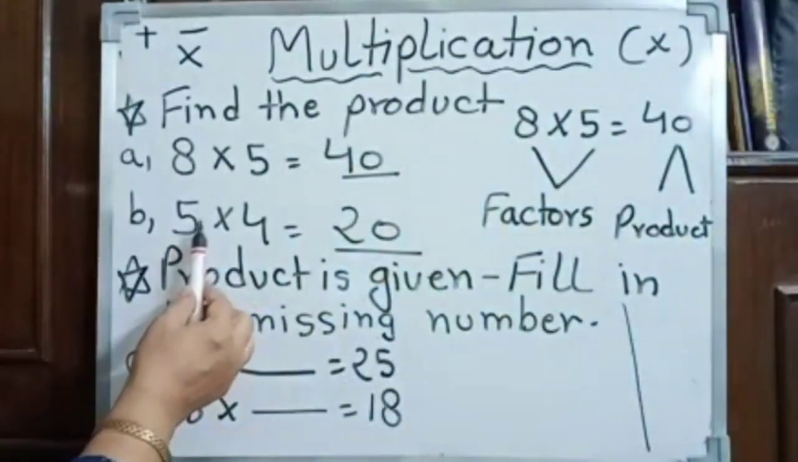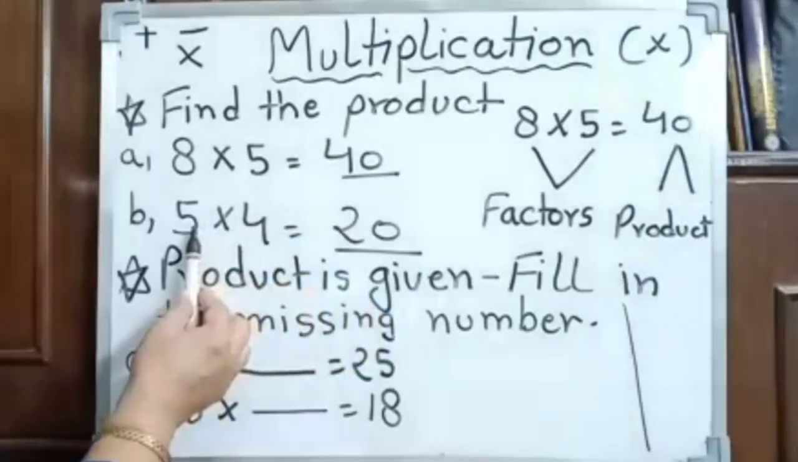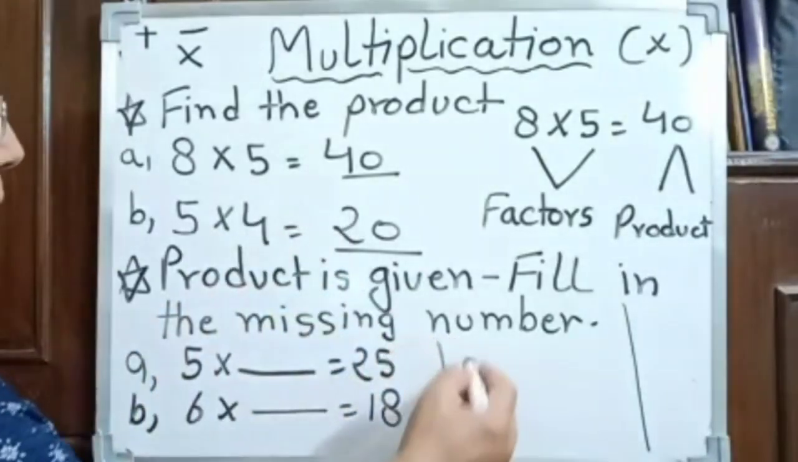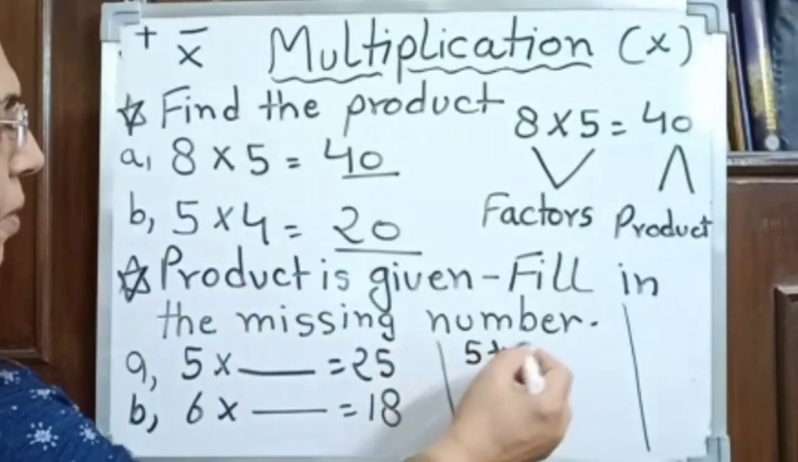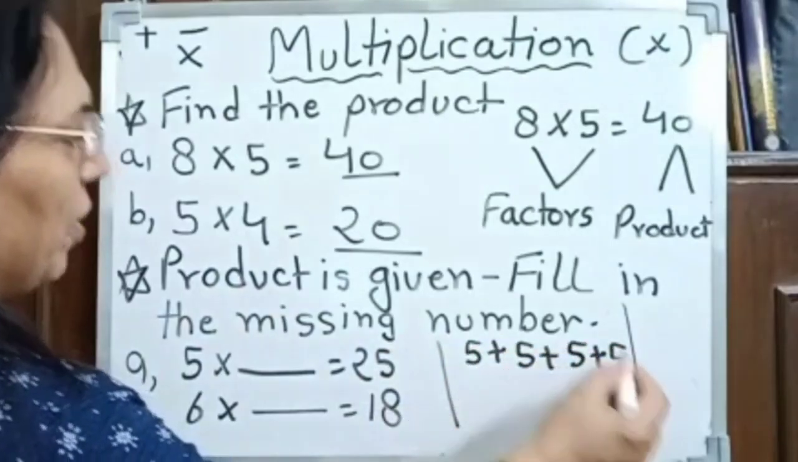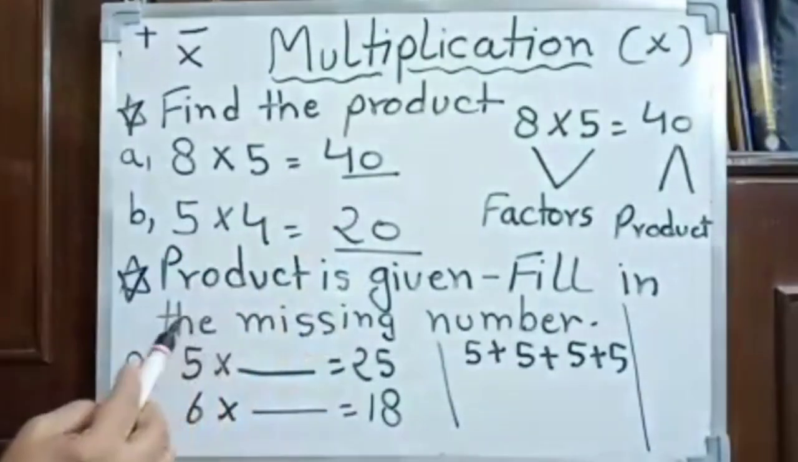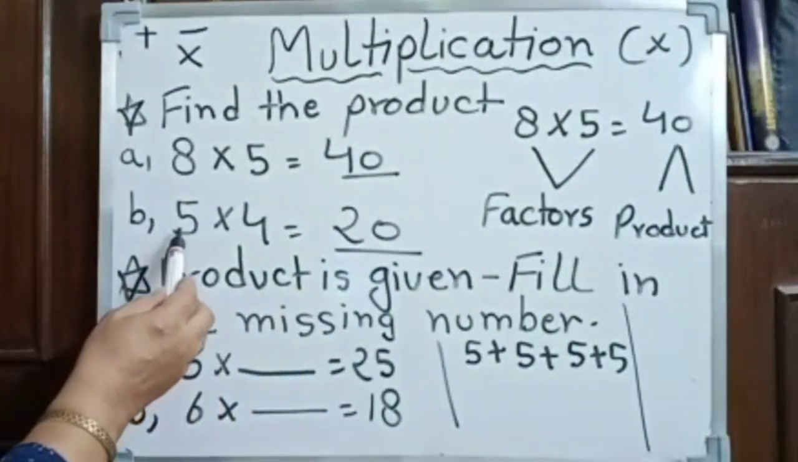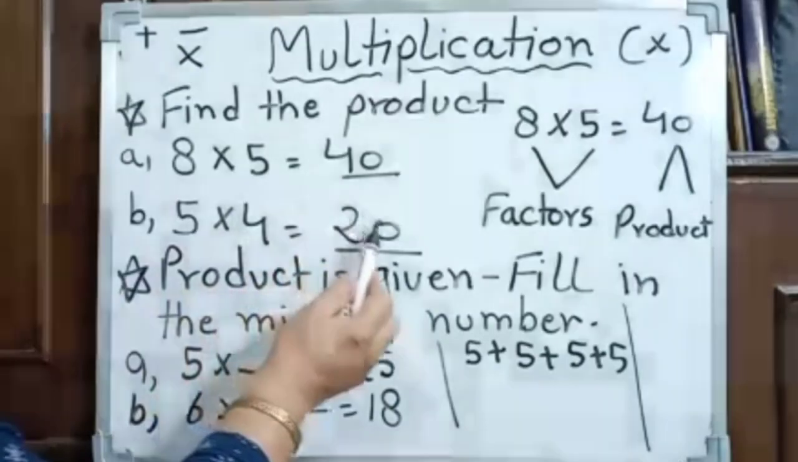Once more, 5 4s means 5 times 4, like that: 5 plus 5 plus 5 plus 5. 5 4s are 20, as you all know from the table of 5.